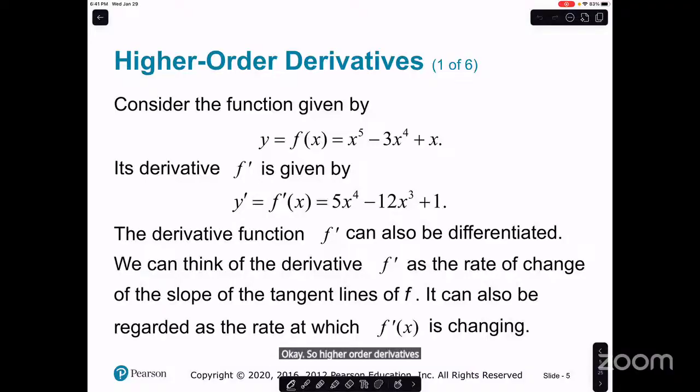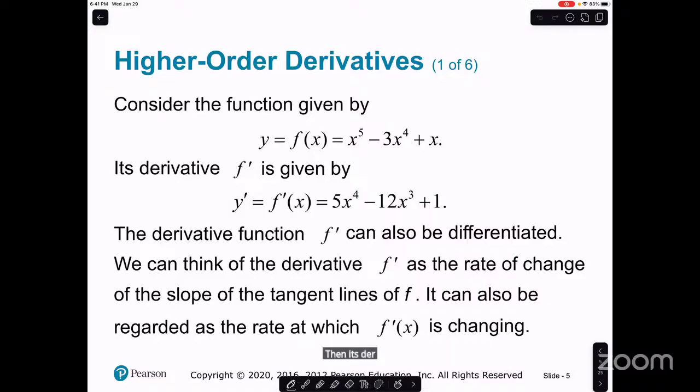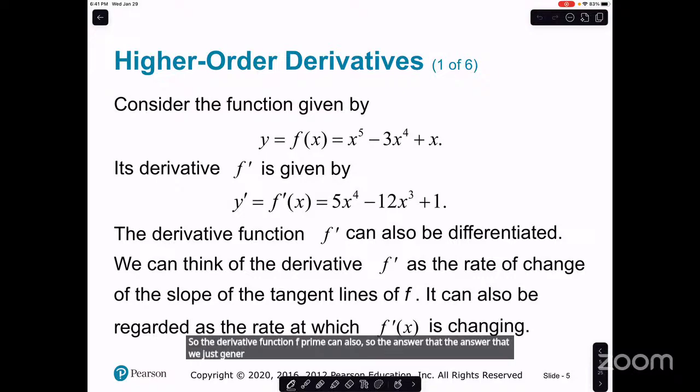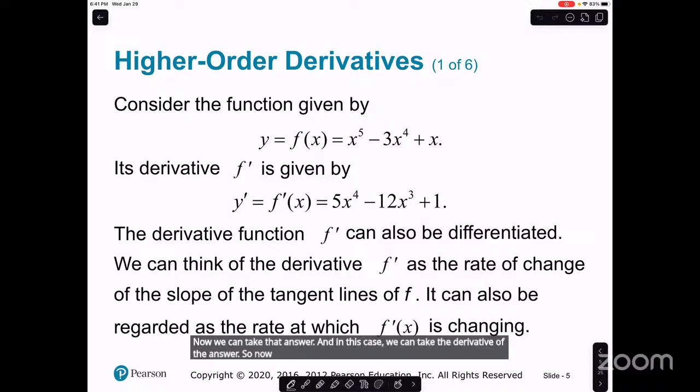Consider the function given. Its derivative is what you see on the second line. So we have y equals x to the 5 minus 3x to the 4 plus x. Then its derivative is 5x to the 4 minus 12x cubed plus 1. So the derivative function f prime, the answer that we just generated, can also be differentiated. We had an original function, we took the derivative, we got an answer. Now we can take the derivative of that answer. That's called the second derivative.